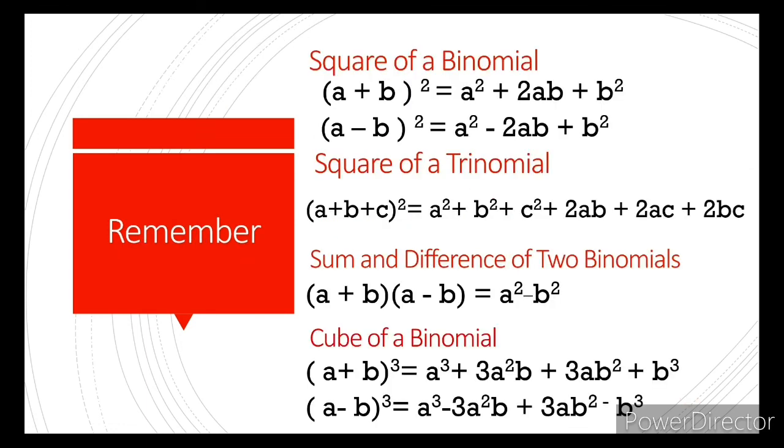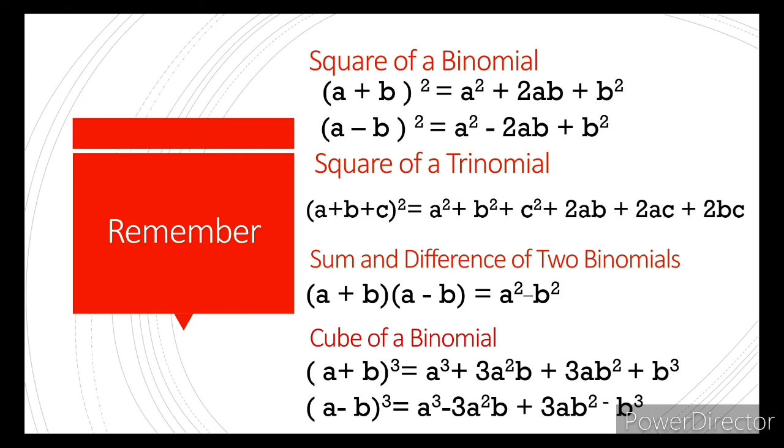Remember, we have the following special products. In square of a binomial, we have (a + b) squared is equal to a squared plus 2ab plus b squared. (a − b) squared is equal to a squared minus 2ab plus b squared. In a square of a trinomial, (a + b + c) squared is equal to a squared plus b squared plus c squared plus 2ab plus 2ac plus 2bc. In sum and difference of two binomials, we have (a + b) multiplied to (a − b) is equal to a squared minus b squared.